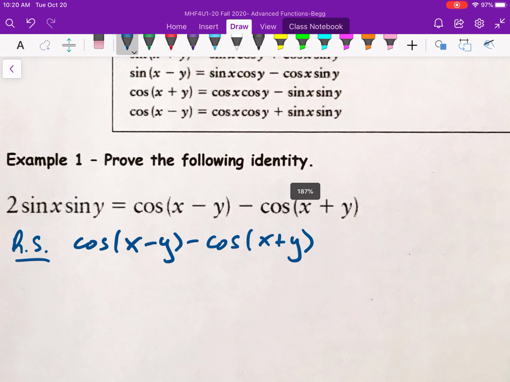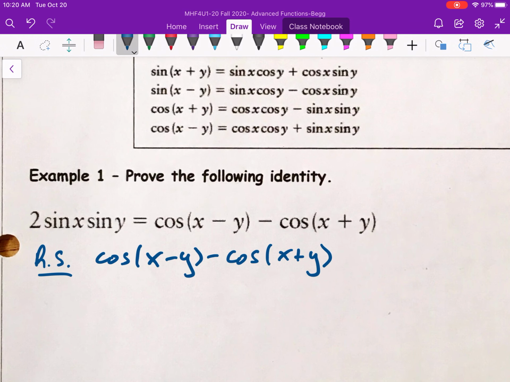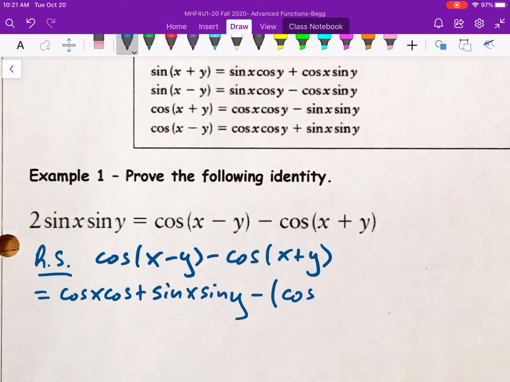Now we can see right above, if I scroll up a little bit, that cos(x minus y) is equal to cos x cos y plus sine x sine y. I can also see that cos(x plus y) is equal to, and I need brackets here to keep my signs straight, cos x cos y minus sine x sine y.